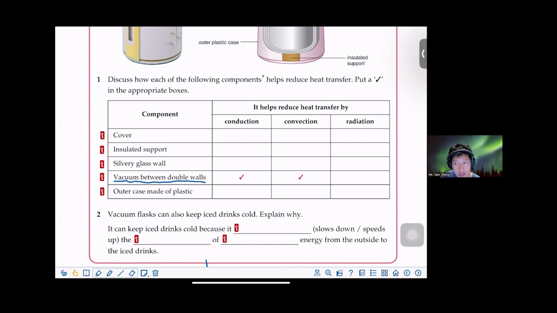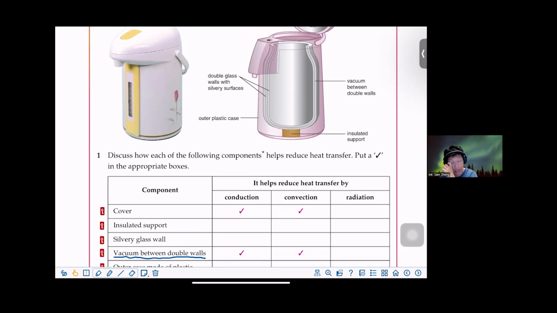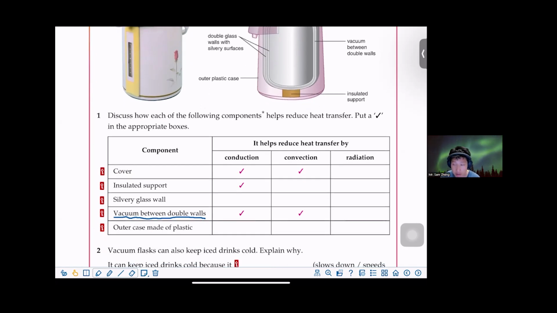Okay, so I think you have enough time for the discussion. Now, for cover, can you tell me whether it can help to reduce the heat transfer by which process? So we're having a cover. The cover, in fact, tries to create a convection current. So therefore, it is related to both conduction and also convection. Now we have some insulated support. So insulator. So this must be related to the conduction.